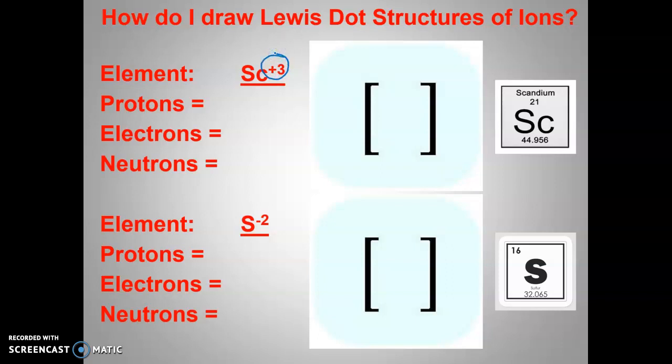That means it's lost 3 electrons. Now, why would it do that? I'm just going to do this the cheat way, but if scandium has 21 protons and 21 electrons, that means it would have 2 electrons in the first energy level, 8 in the second, 8 in the third, so that's 8 plus 8 is 16, plus 2 is 18. It has to put 3 electrons in its fourth energy level. It needs 5 more electrons.